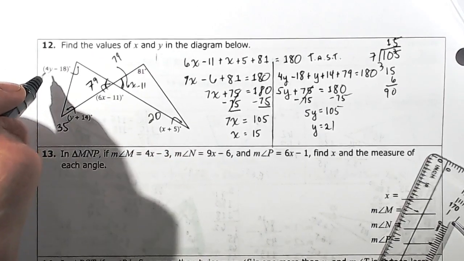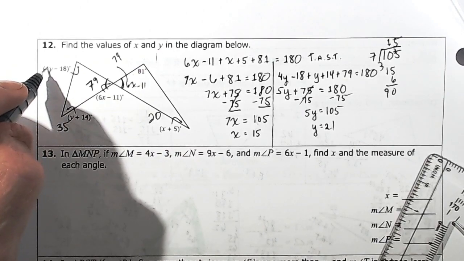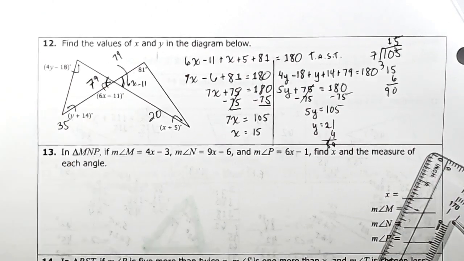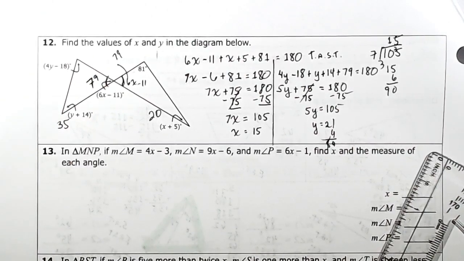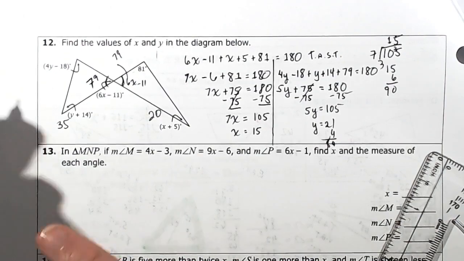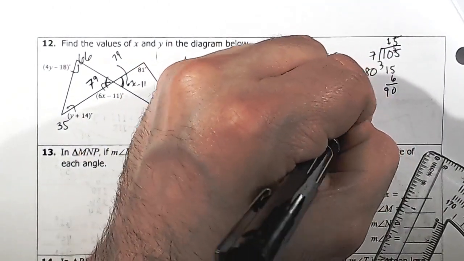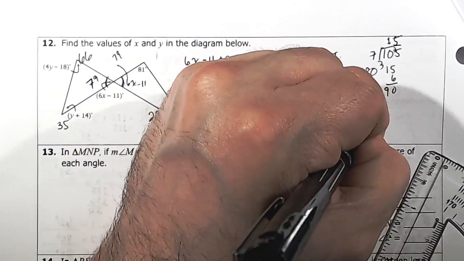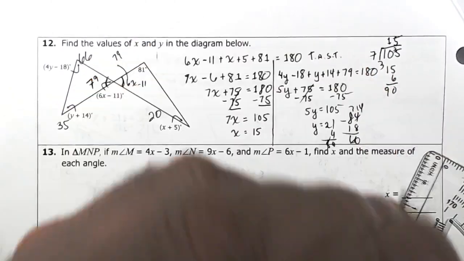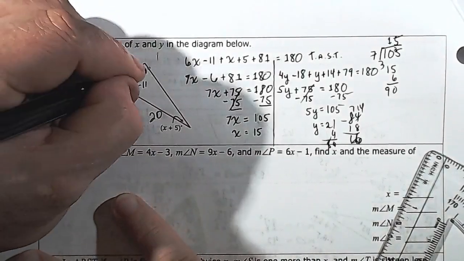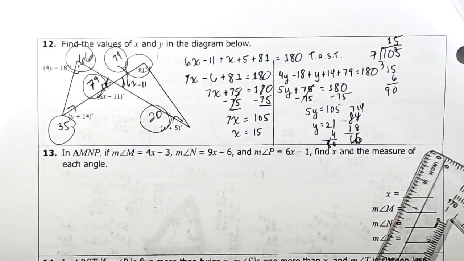And I can plug this in here. 4 times 21 is 84. 84 minus 18 is it 66? Let's see. 84, 74, 64, yeah, plus 2 is 66. Okay, so this is 66. Just double check that. 84 minus 18. Yep, 66. Okay, so this is 35, this is 66, 79, 79, 81, and 20. Solved all the angles.